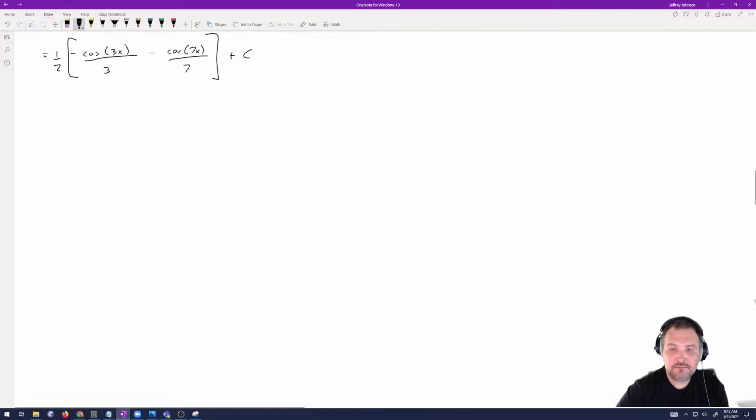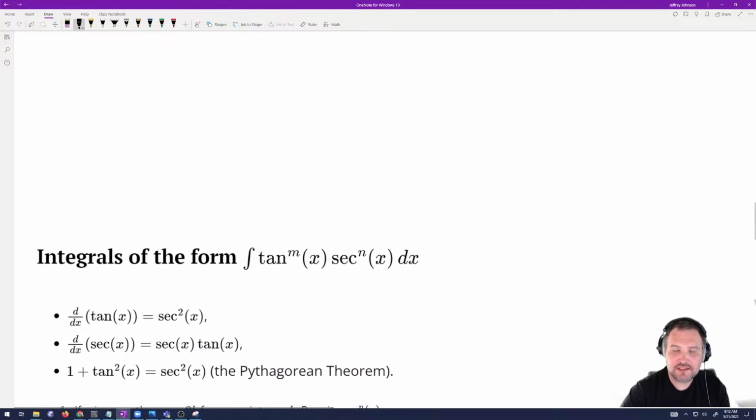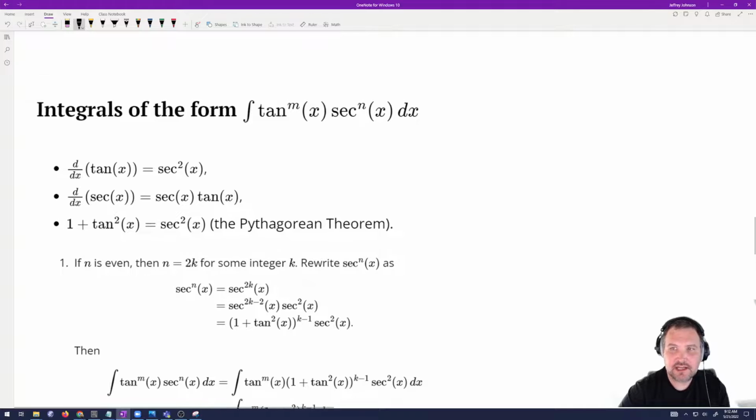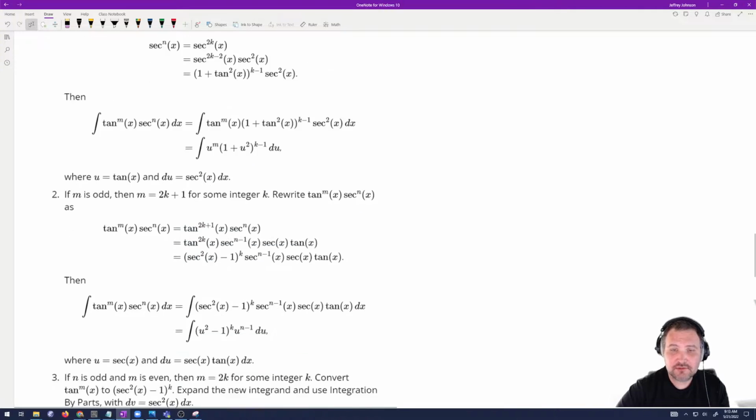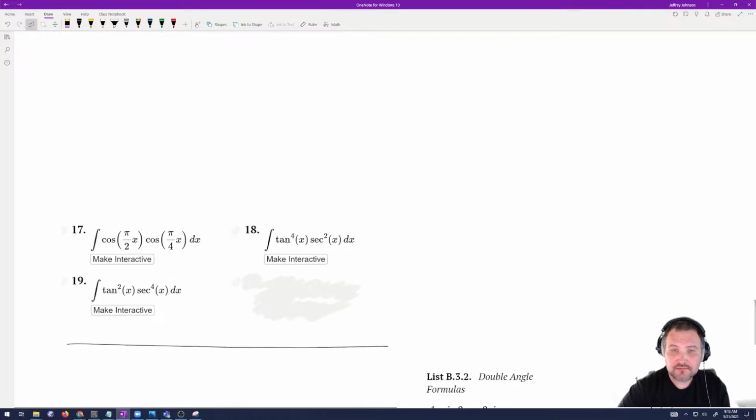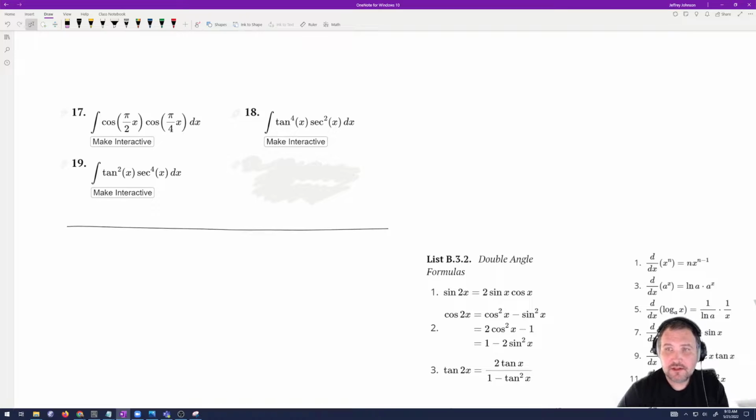Okay, now the last part of these trigonometric functions that we're looking at are powers of tangent times powers of secant. And we have some things we know about the derivative and some trig identities that we can apply. And this is very much like the first case where we have some recipes. So let's do an example and see which situation we are in. I found a few of them here, and let's do number 19.